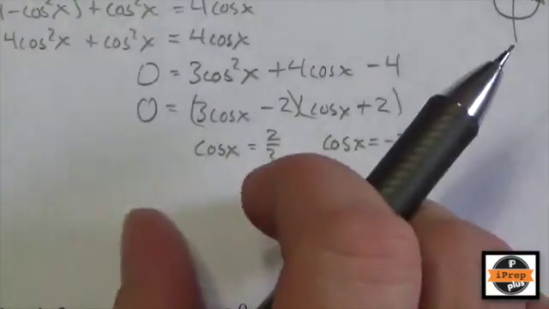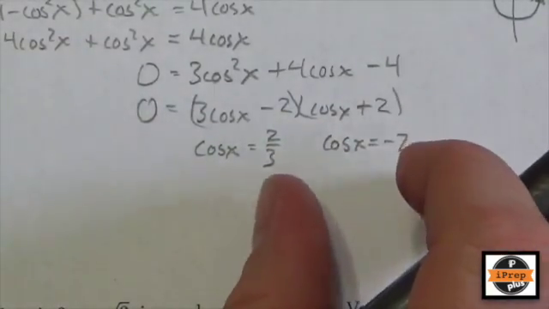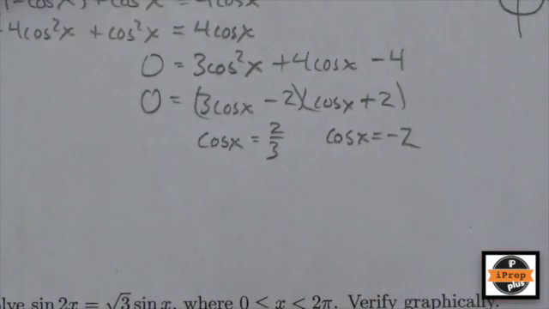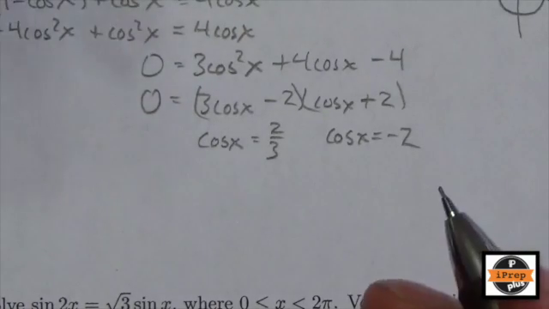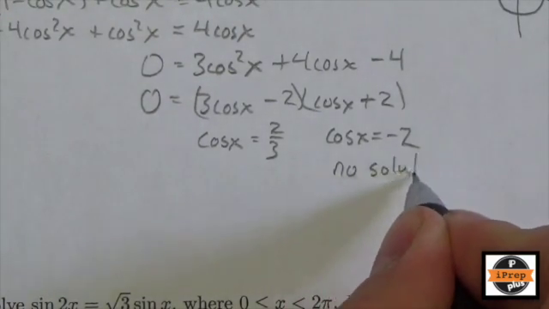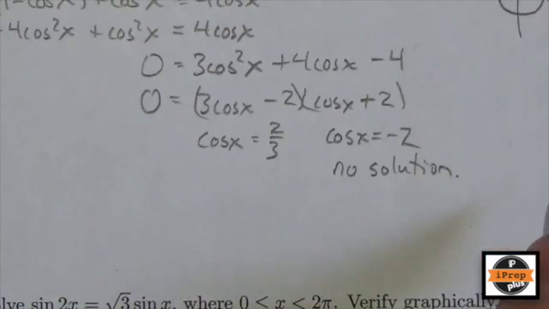Now, what I like about a problem like this is this one right here. I'm going to look at this one immediately. I'll come to this one in just a second, but this one, that's a dead end. Cosine never does become negative 2. Its range is only from -1 to 1. So there's going to be no solution coming from that factor.